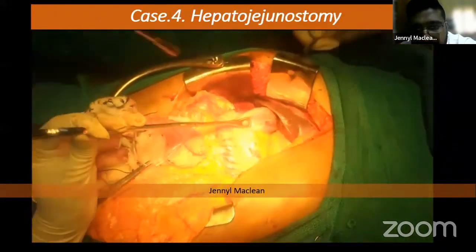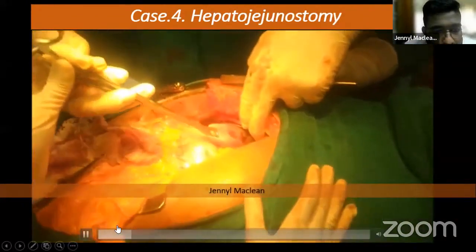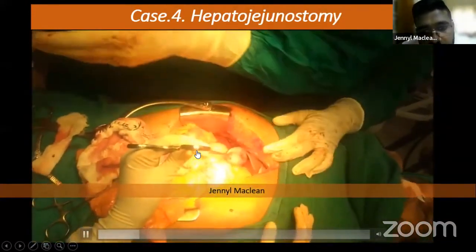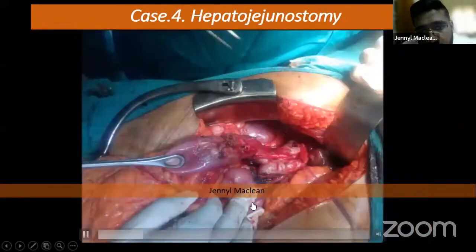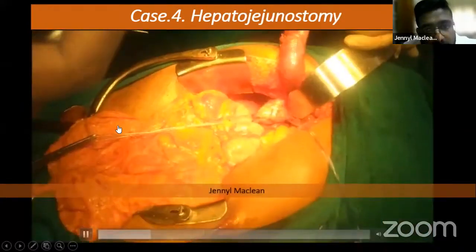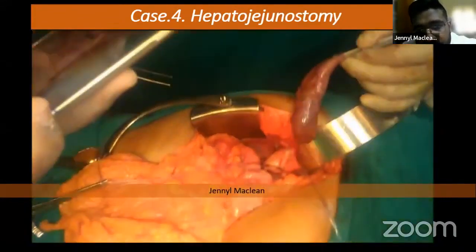So you can see here the liver is moving. You can see from 11 o'clock to 9 o'clock to 11 o'clock the hemodynamics. They have removed the gallbladder. You can see here it's around 10 to 12. From 9 o'clock we started. It's been around 3 hours.